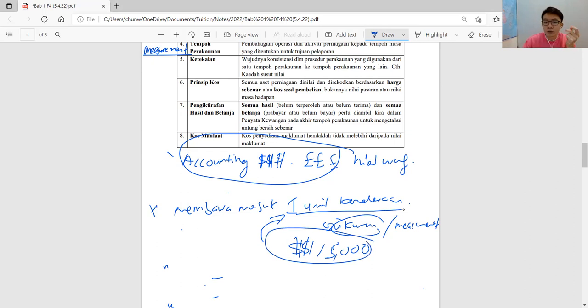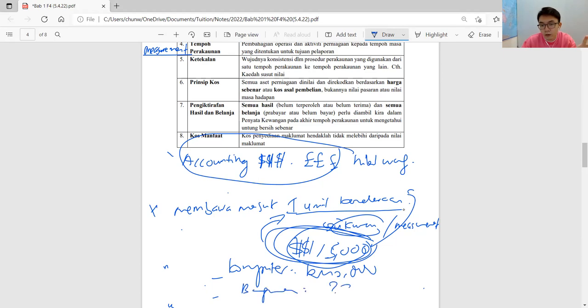Oh, okay. So now after you ukurkan, so now you put this 15,000 ringgit here. Meaning this satu unit kenderaan adalah bernilai sebanyak 15,000. So I don't care what it is. If it is a computer, it must have a nilai RM2,000. If bangunan, there is a nilai for it. Inventory, there's a nilai for it. Your bank account, how much? You have a nilai for it. Okay, do you get it?